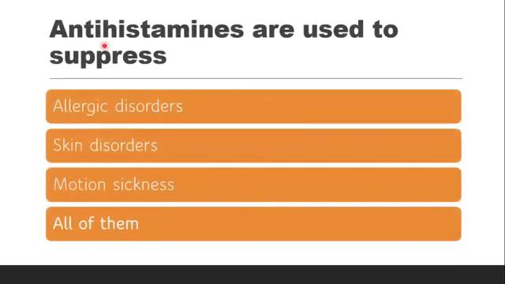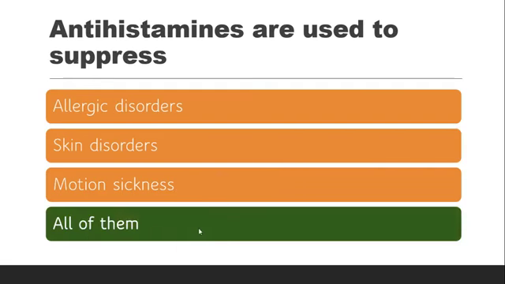Next question is antihistamines are used to suppress which of these? Whether antihistamines suppress allergic disorder? Yes, they can suppress. They are used in treatment of allergic disorders. Skin disorders? Yes. Motion sickness? Yes, it is possible. The correct answer is it is all of them. Antihistamines can be used in all the three conditions.